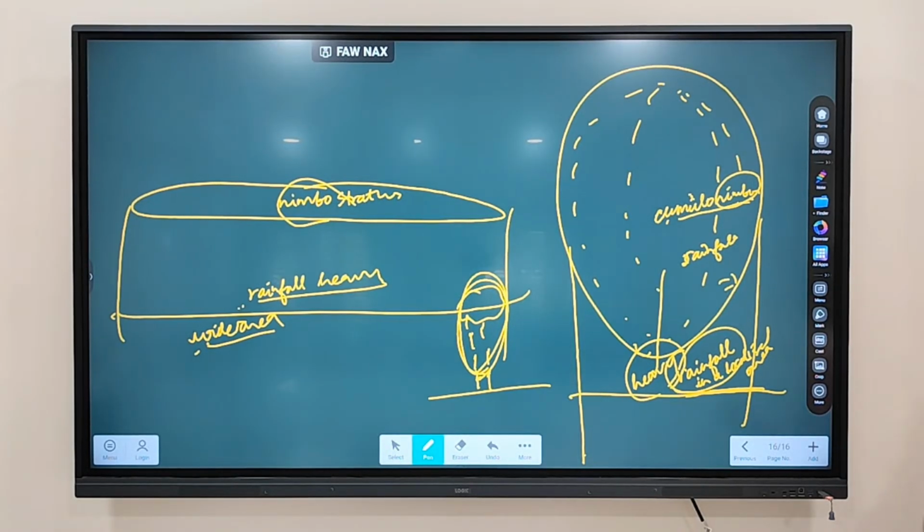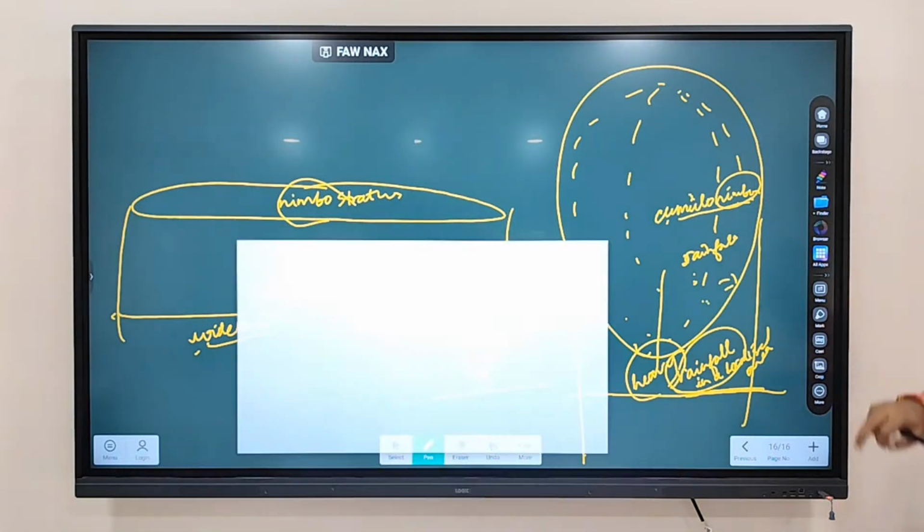Clear? So if you are going through the news, yesterday what had happened in Uttarkashi? A cloud burst had happened. Which type of cloud burst generally happens? The cumulonimbus type of cloud burst, which produces heavy rainfall in a certain localized area, causing a lot of destruction.